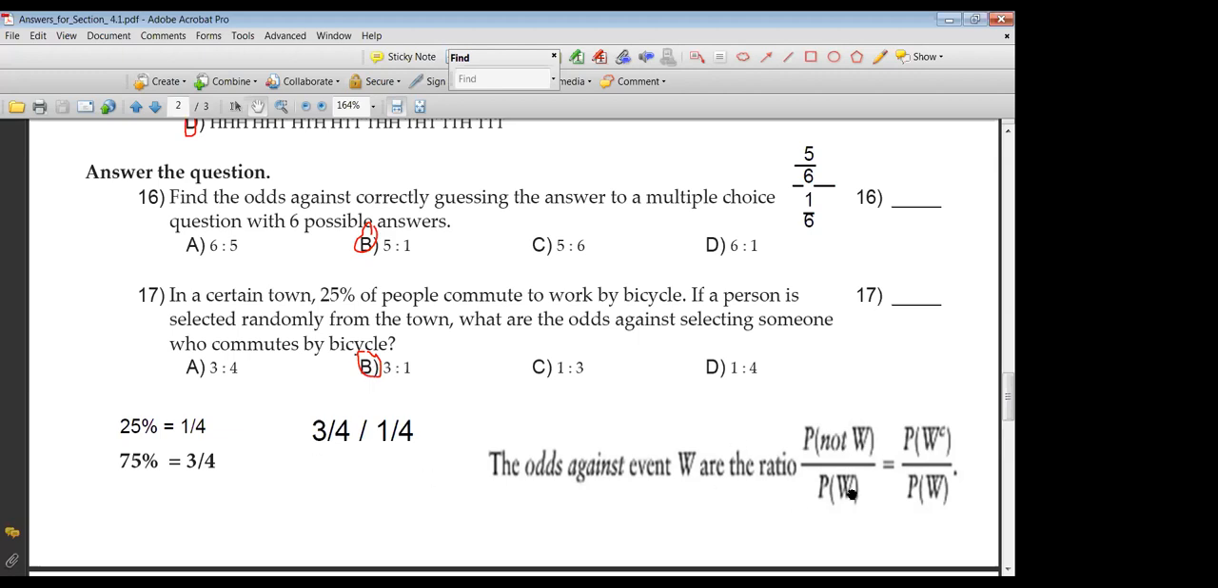All right, you've got to set up the little formula. It's not a big formula, it's not hard at all, but this is how you do it. You can't make up your own way of doing a problem unless you, I don't know, want to get it wrong. So that is that.